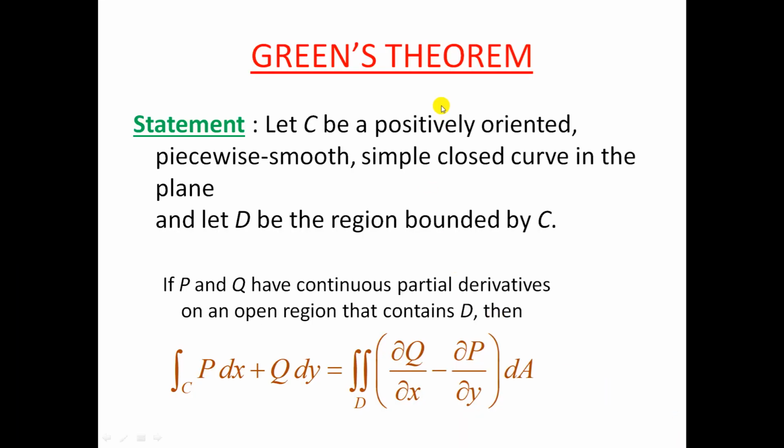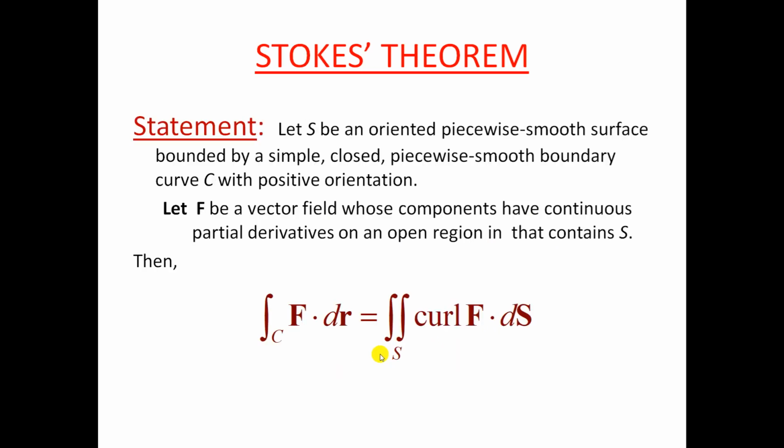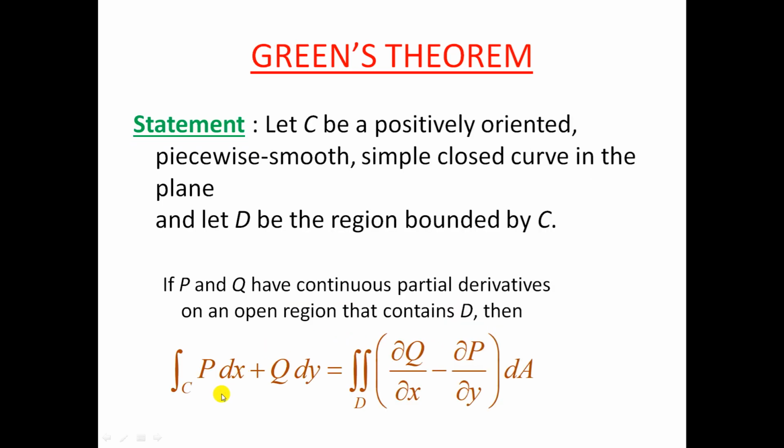Then the next concept is Green's theorem. The statement of Green's theorem is like this. Let C be a positively oriented, piecewise smooth, simple closed curve in the plane, and let D be the region bounded by the curve. If P and Q have continuous partial derivatives on an open region that contains D, then the integral along the curve C of P dx plus Q dy equals the double integral over D of dou Q by dou x minus dou P by dou y into dA.